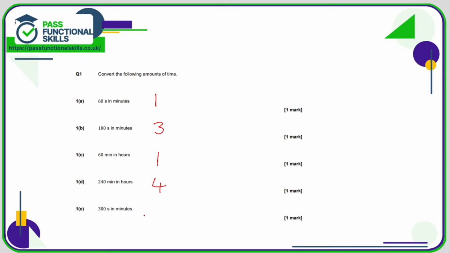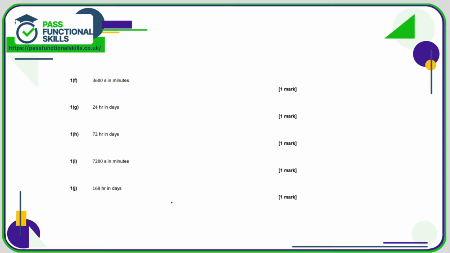We know that there's 60 seconds in a minute, so 300 divided by 60 is 5, so that is 5 minutes. 3,600 seconds in minutes. Again, we know that 60 seconds equals 1 minute, so how many 60s go into 3,600? So our calculation is 3,600 divided by 60, and that is 60.